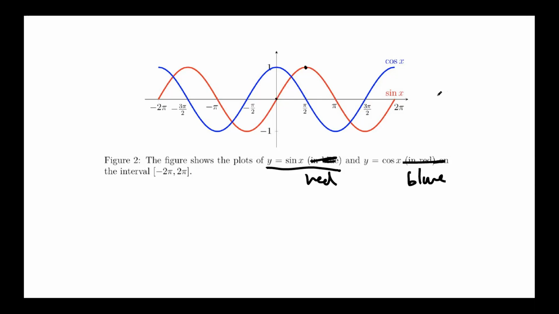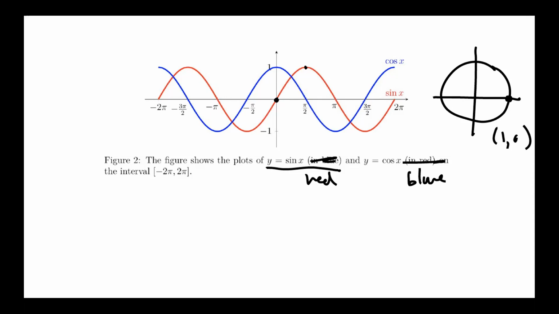So when we think about it on the unit circle, when x is 0, that would be this point here. And that has a coordinate of 1, 0. So the y coordinate would be 0 over the hypotenuse, giving us a 0 for sine. And then 1 over the hypotenuse would give us 1 for the cosine function.